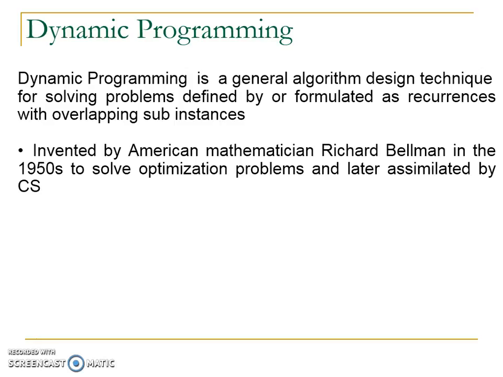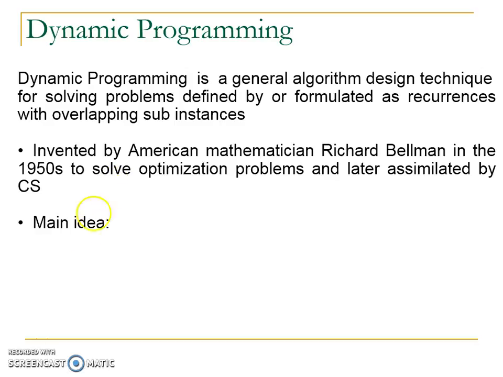Dynamic programming is one of the general algorithmic design techniques which can be used to solve problems, but the problems have to be able to be represented or formulated as recurrence relations with overlapping subinstances. Remember, this is important: the problem should have overlapping subinstances. This was invented by the American mathematician Richard Bellman in the 1950s, and was used to solve optimization problems.